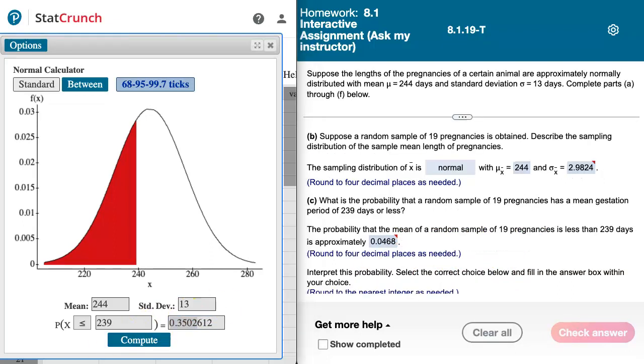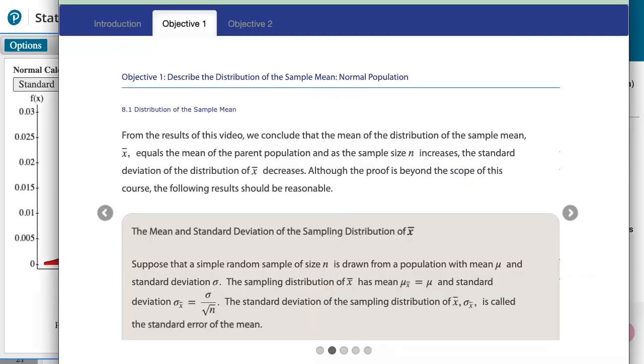For the rest of this problem, we're taking a random sample from this normally distributed population of data. So in part B, we're told to suppose that a random sample of 19 pregnancies is obtained, and then we're asked to describe some things about the sampling distribution of the sample means. First of all, I want to bring up some information from our textbook, which comes from section 8.1 of our e-text.